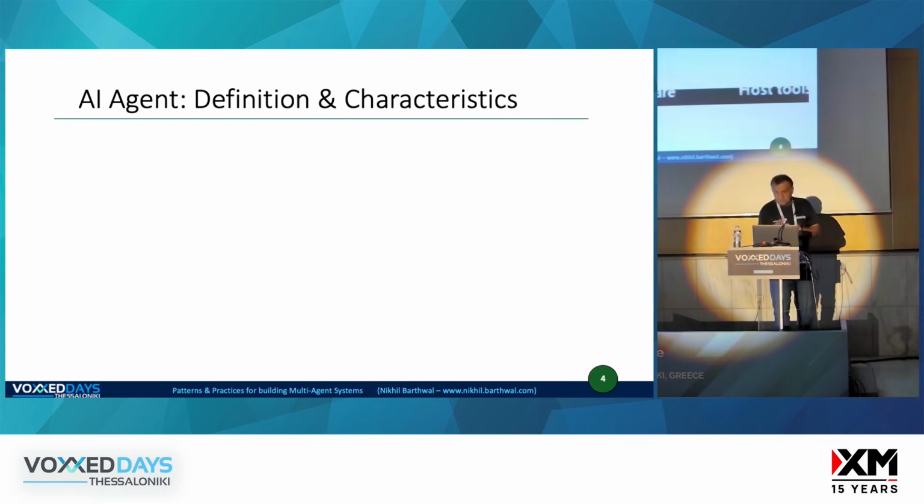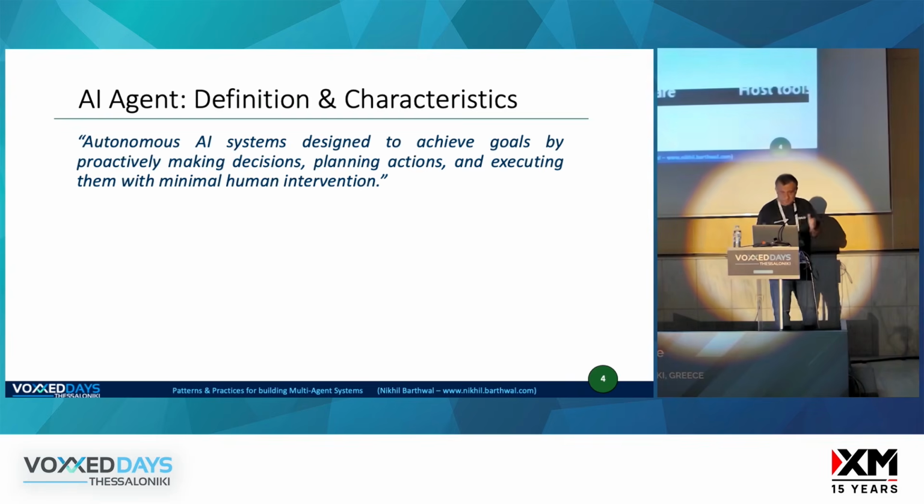Okay, so we'll talk about AI agents. Before we understand multi-agent systems, we want to talk about what an AI agent is. That's the textbook definition of an AI agent. But in very simple terms, you give an AI agent a goal, and it makes a decision, it plans, it executes them, ideally with minimum human intervention.